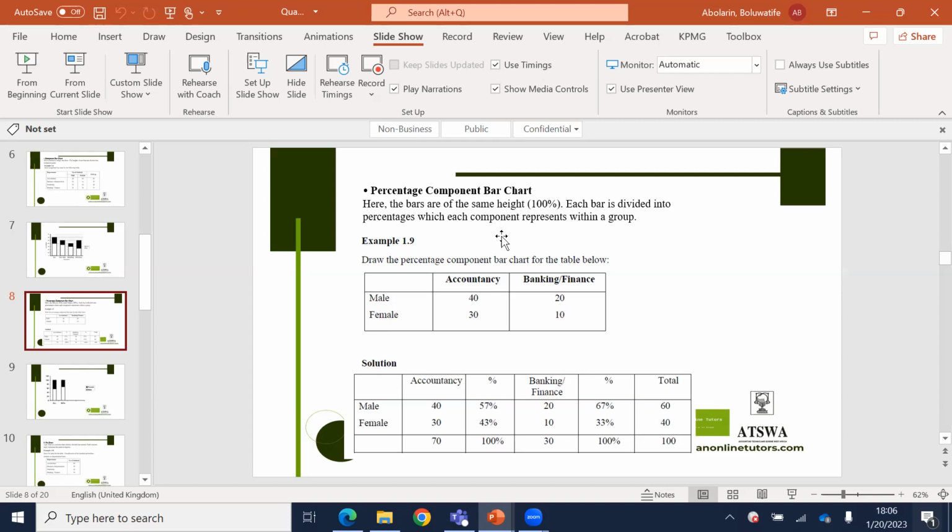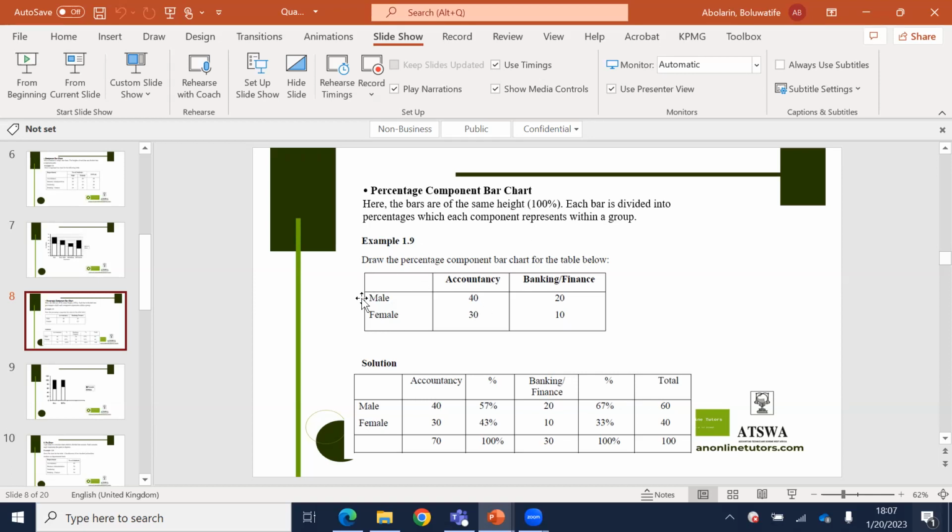Okay, so this is an example. Percentage component bar chart. The bars are of the same height, 100%. Each bar, we are using percentage this time around, which is 100%, divided into the percentage which each component represents within the group.